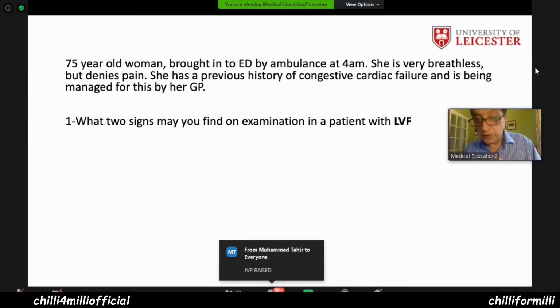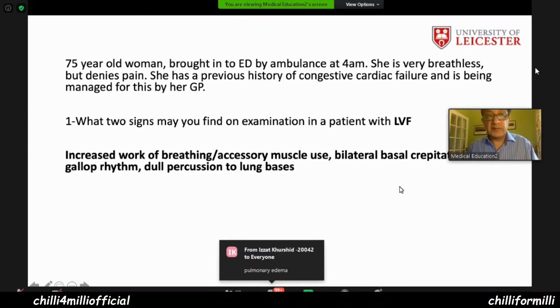JVP is not raised in LVF. JVP is a sign of right heart failure, unless it is a biventricular failure. Pulmonary edema, yes. So what will be the two signs? Increased workload of breathing, so this patient will be short of breath. Excessive muscle use, bilateral basal crepitations, gallop rhythm, dull percussion to lung bases, maybe.